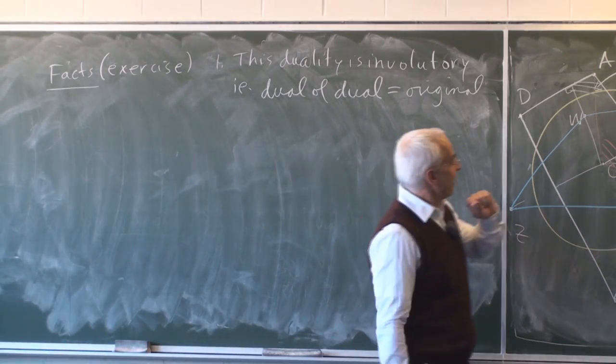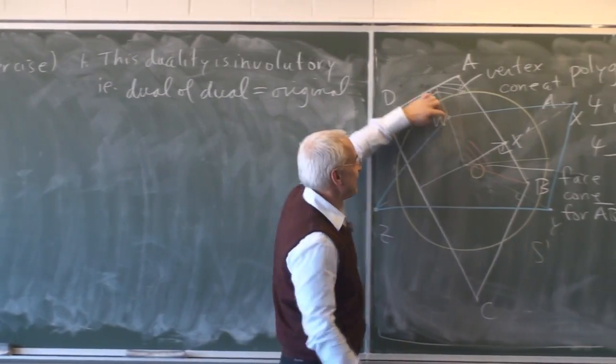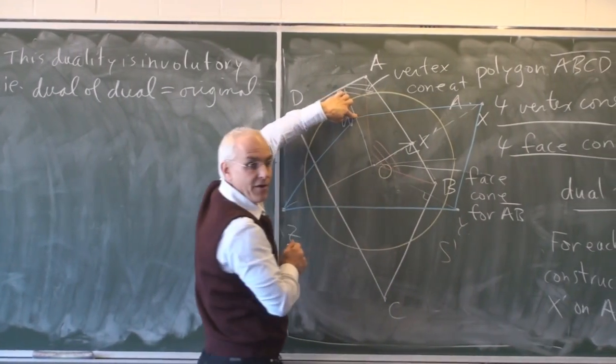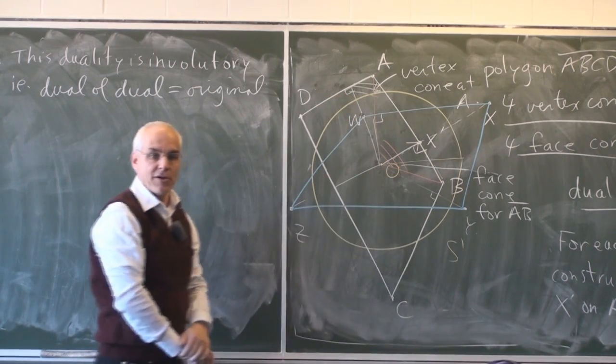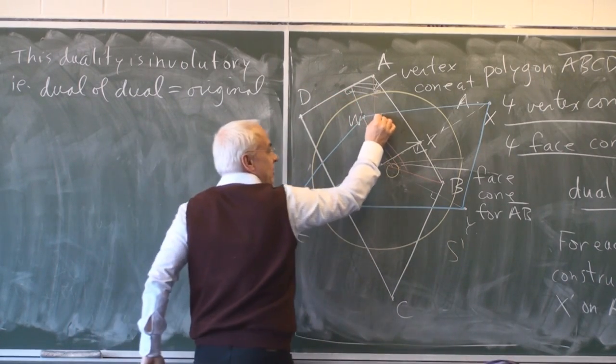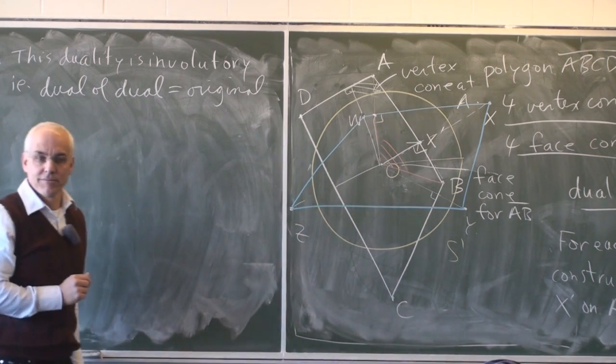So let me just illustrate that. For example, suppose that I was going to take the dual of the blue one. Let's say I want to take the dual of this side here. Okay? So I'd have to draw a perpendicular. Well, this thing here is perpendicular. So I had to invert this point in the circle, and then I would get that point A.